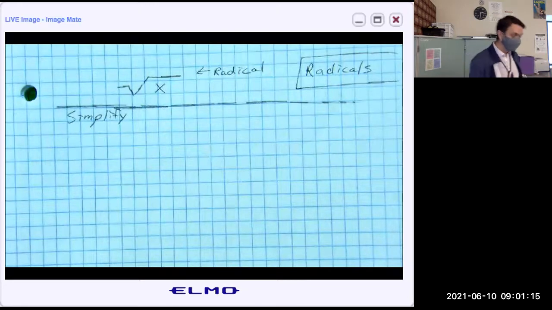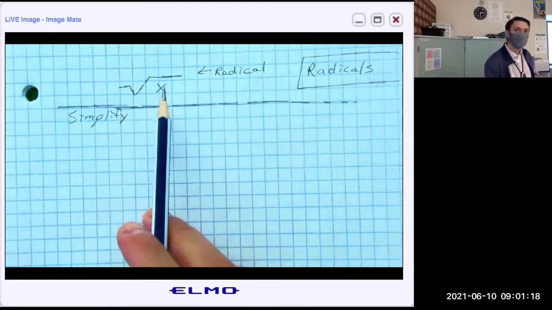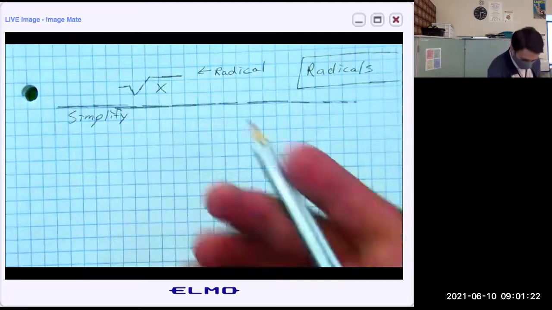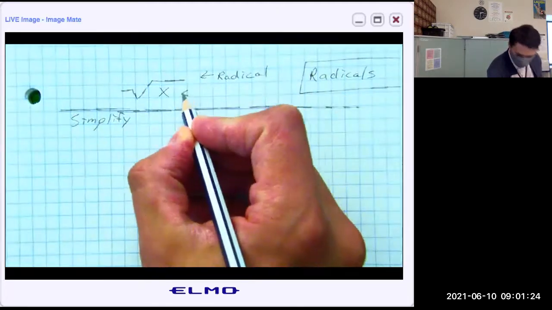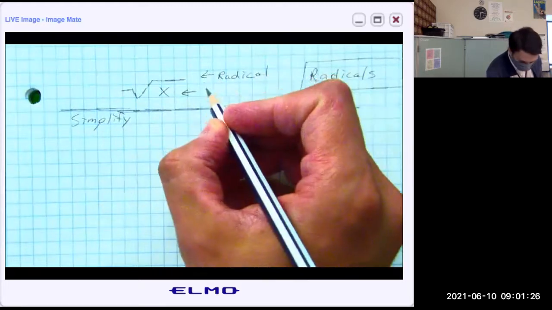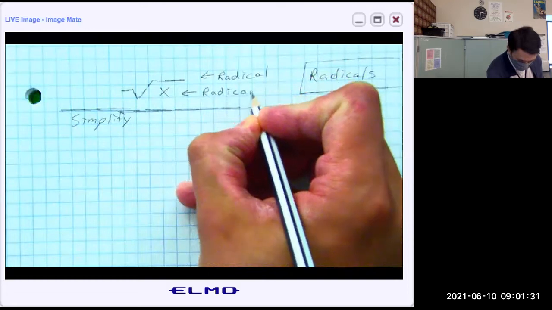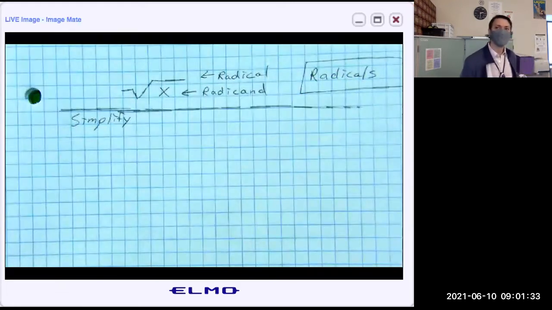It has a really cool name. Do you know what this thing's called inside of the radical? This, whatever is in here, the x or the number, whatever it is, it's called a radicand. Is that weird? Radicals and radicands.